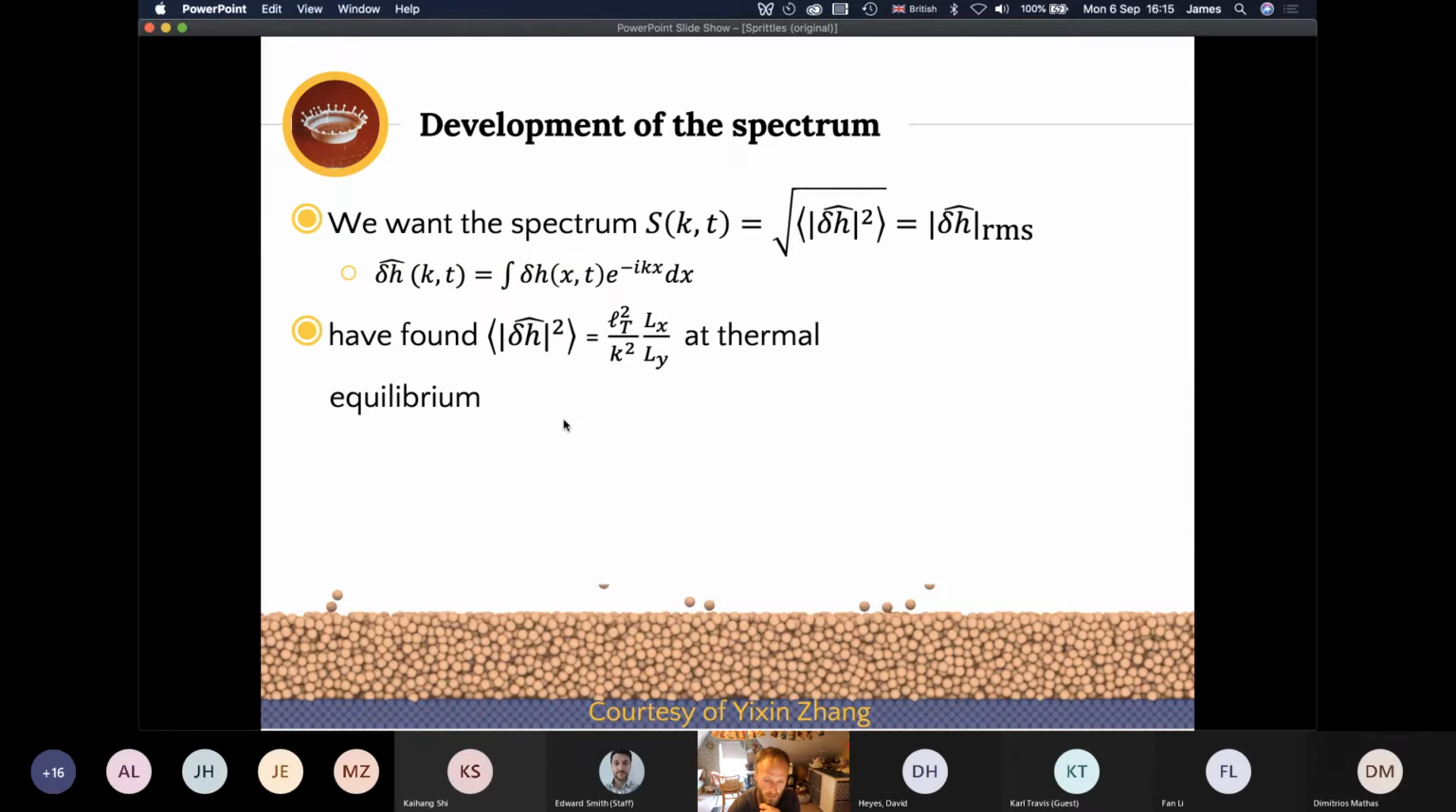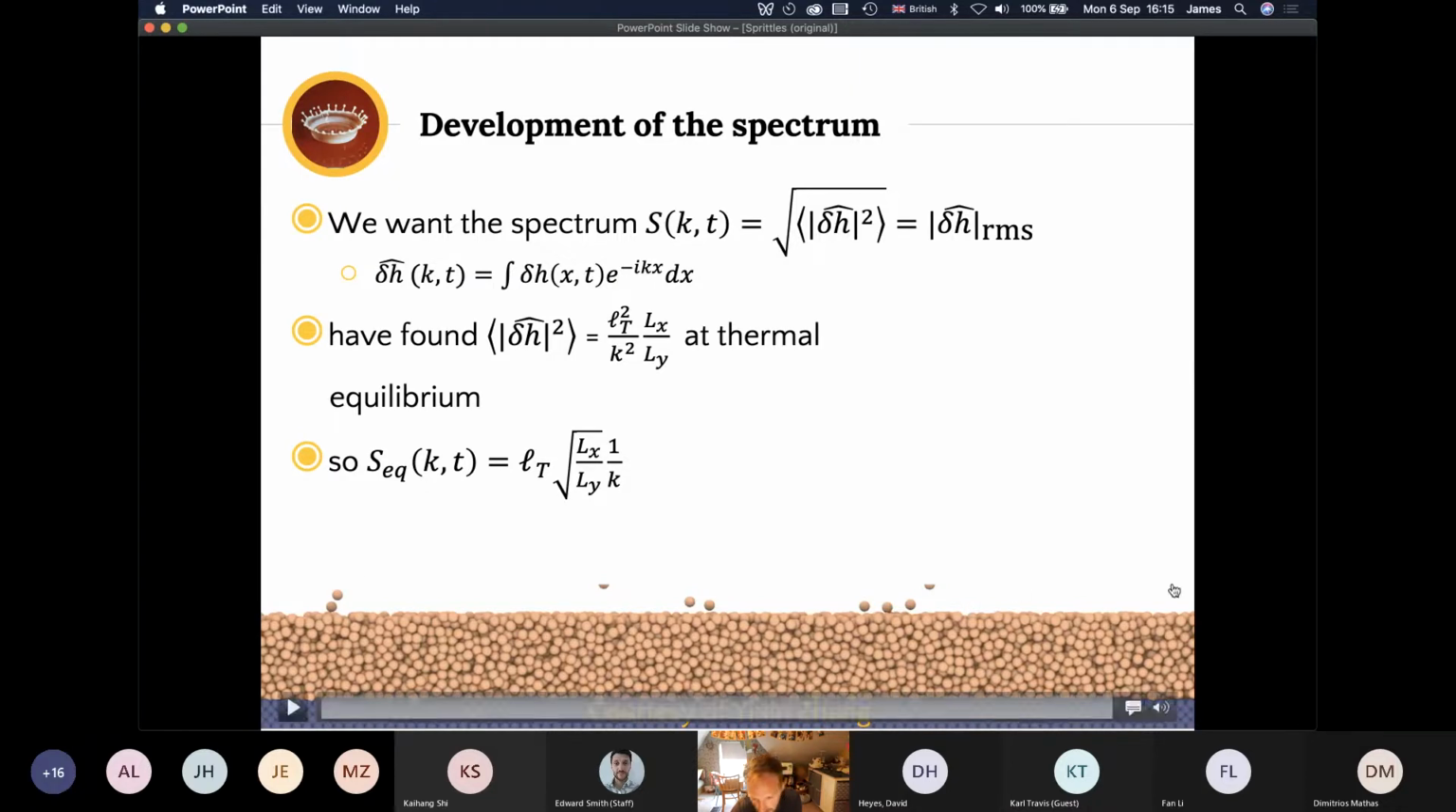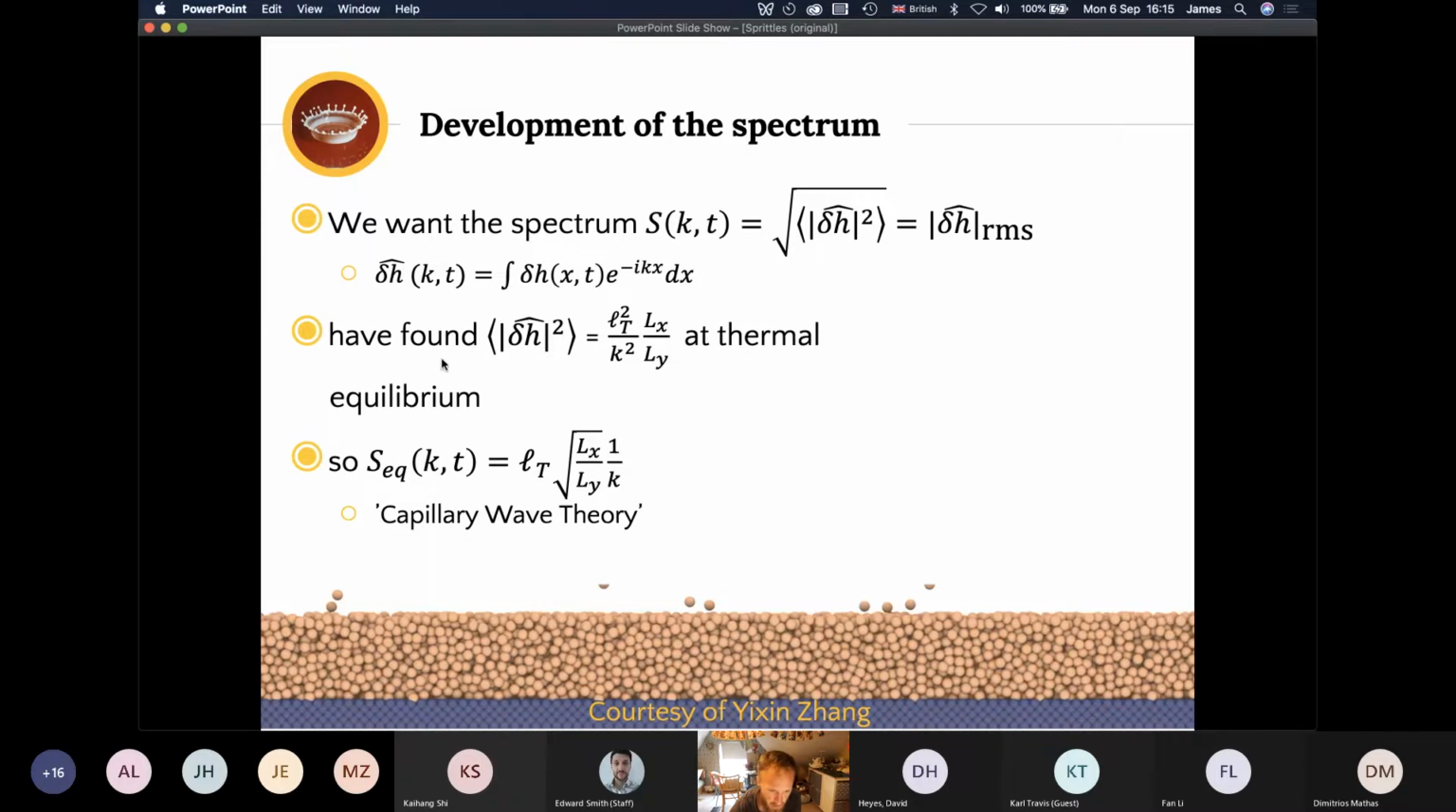So we found this expression on the previous page, and so we know that the equilibrium spectrum looks like this. You see there's no time dependence. It goes like 1 over k, and it's proportional to the length. That's basically because the longer this domain is, the more waves we can fit in, so the larger the amplitudes. Okay, so what we do is we start the MD with a flat interface, and then we watch the development of these waves. Just to mention, this is capillary wave theory.